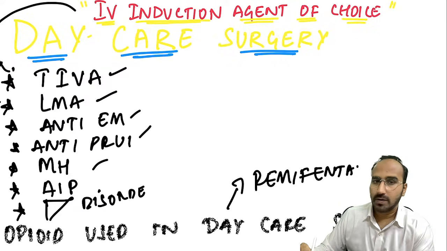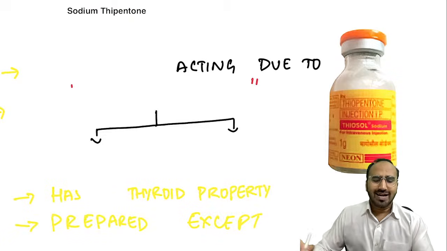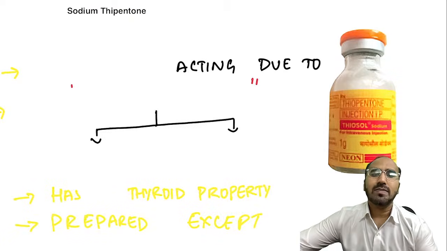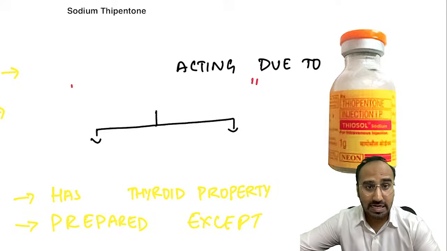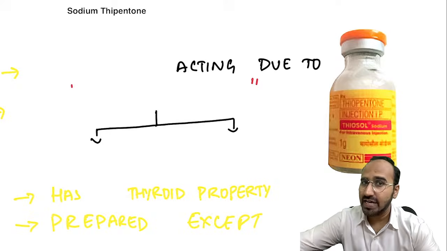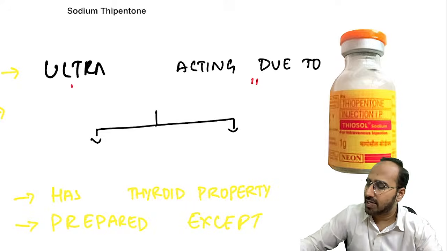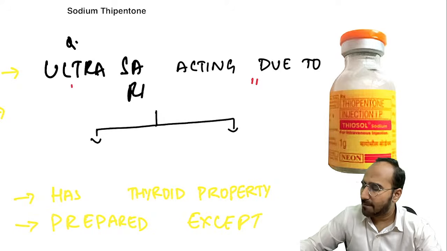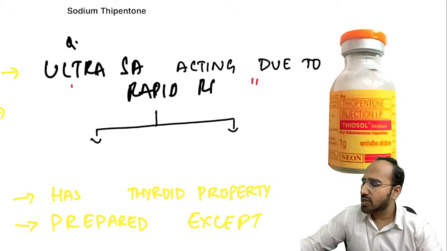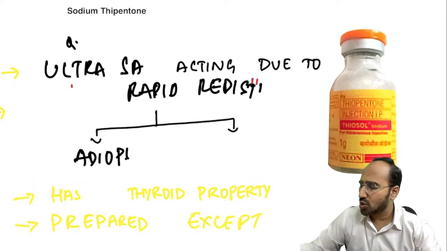Okay. Next, guys, sodium thiopentone. Regarding sodium thiopentone, what do we need to remember? We are discussing IV induction agents, the drugs for anesthesia. Sodium thiopentone is an ultra short acting barbiturate. Why is it an ultra short acting barbiturate? Because it has rapid redistribution. The moment you give sodium thiopentone, it will get rapidly redistributed into the adipose tissue.